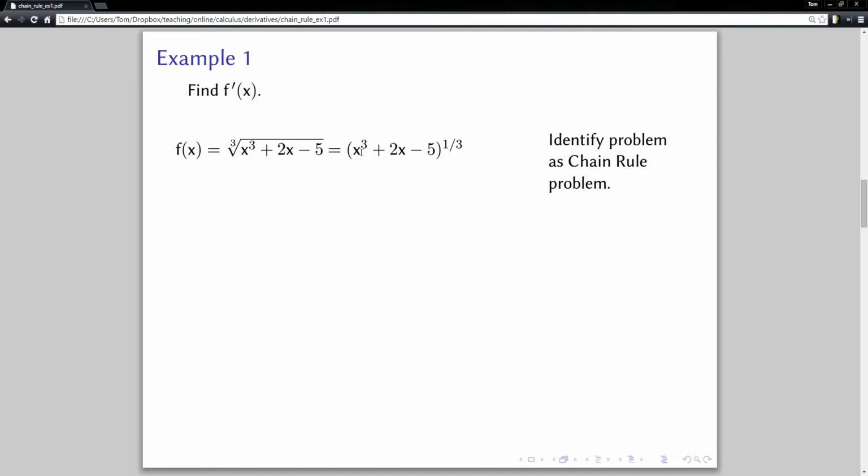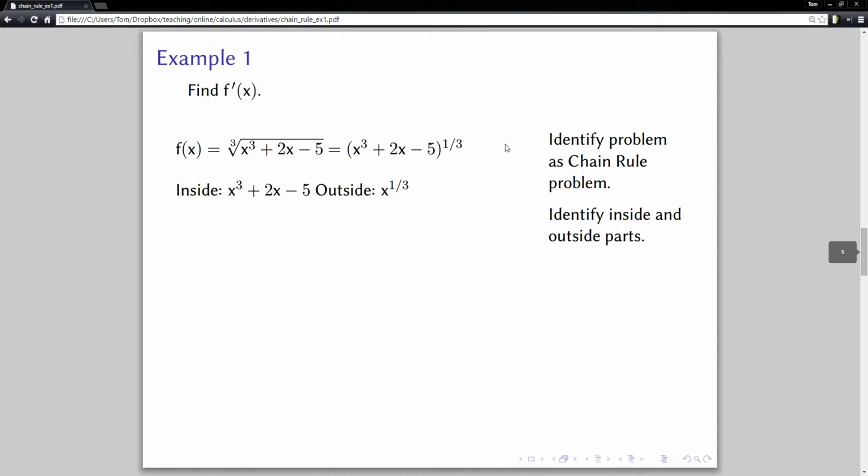If it were just an x inside here, then we wouldn't have to use the chain rule at all. It would just be x to the 1/3 power, and that would just be a power rule to take the derivative. But here we can see that the inside part is more complicated than just x. The inside part here is x cubed plus 2x minus 5, which is a lot more complicated than x. So this is a chain rule problem. We need to use the chain rule to take the derivative.